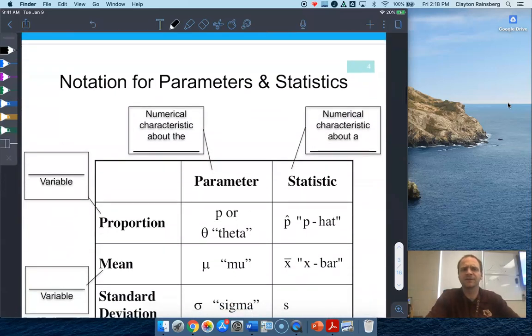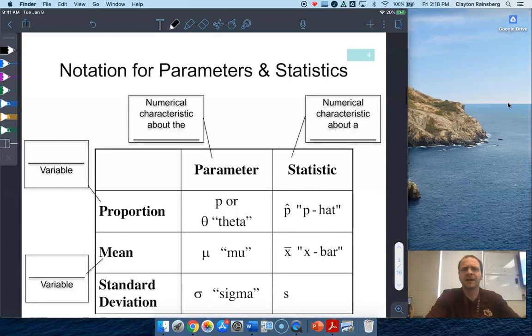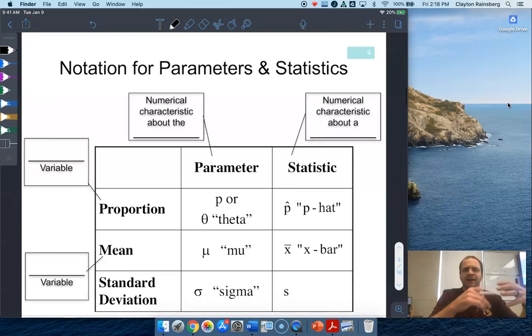And so first off, some of the notation that we're going to be using. We see right here we have a table to outline it for us. We have a parameter and we have a statistic. What we're going to keep in mind is that a parameter begins with P, and so does the word population. So a parameter is a numerical characteristic of a population. We also see a statistic, which begins with S, is a numerical characteristic about a sample, which also begins with S.